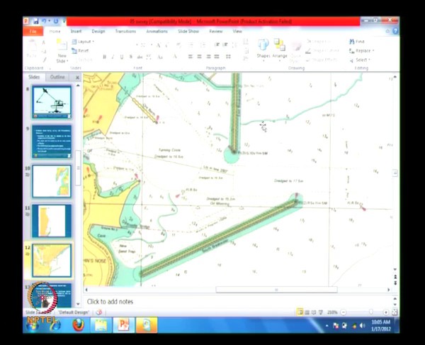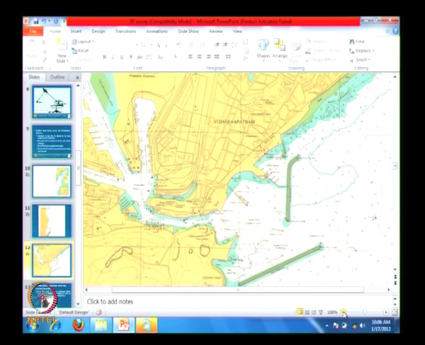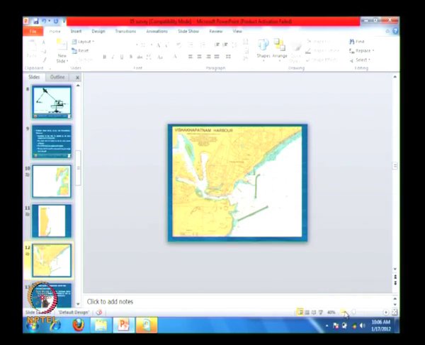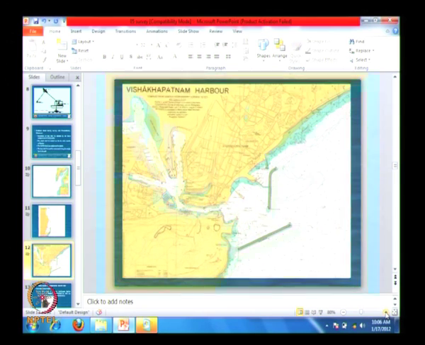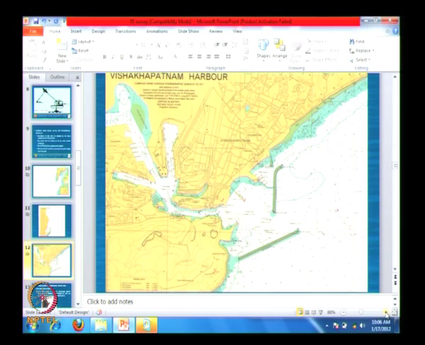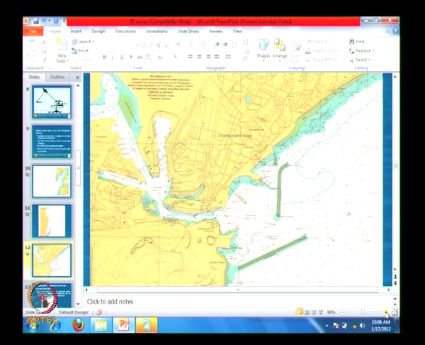So if you see any bathymetric chart, you should be able to understand what it means. This shows topography as well as the bathymetry. This is your bathymetry.